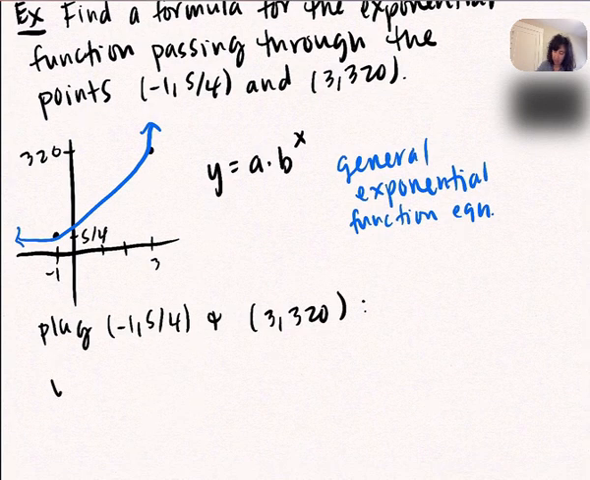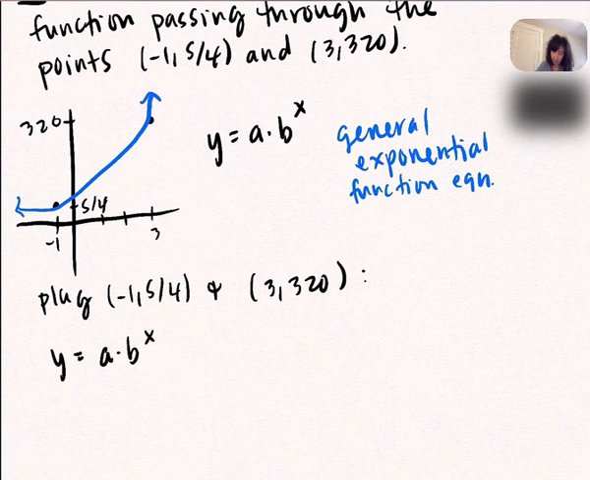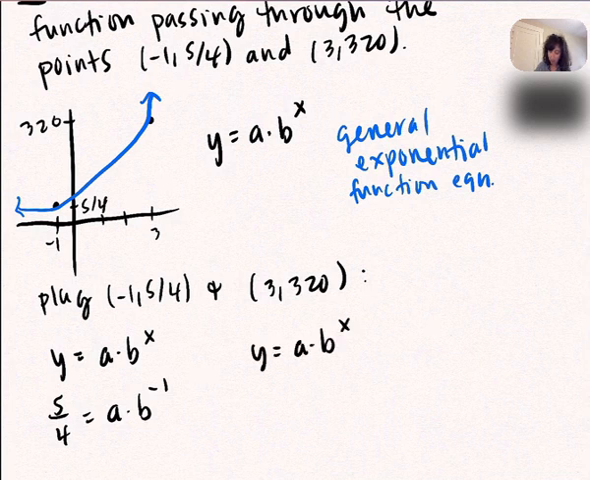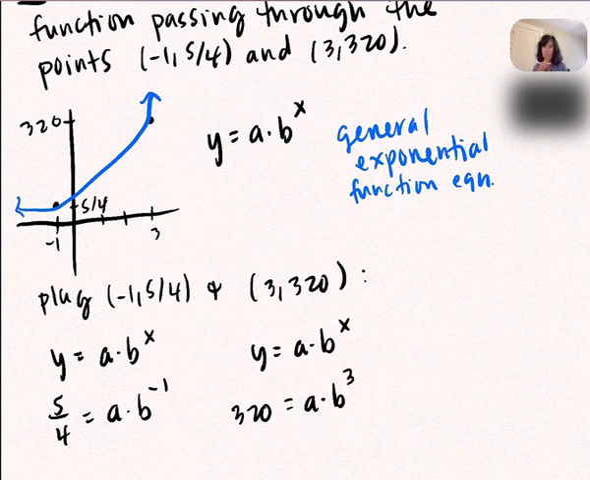What I mean by that is I'll substitute for y, 5/4, and for x, -1. I'm going to take the same general equation over here, and substitute in for the output, 320, and for the input, 3. That's our x value. So I do this for both points. Now, why is this useful?